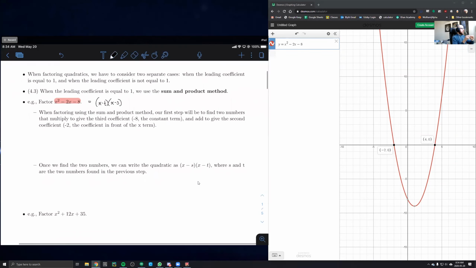So when we factor using the sum and product method, our first step is to find, now this part's kind of strange, two numbers that multiply to give the third coefficient. So two numbers that multiply to give -8. And those same two numbers have to add to give the second coefficient. Okay, so they have to add up to -2. So can anyone think of two numbers that multiply to -8 and add to -2? I know it's early. Anyone?